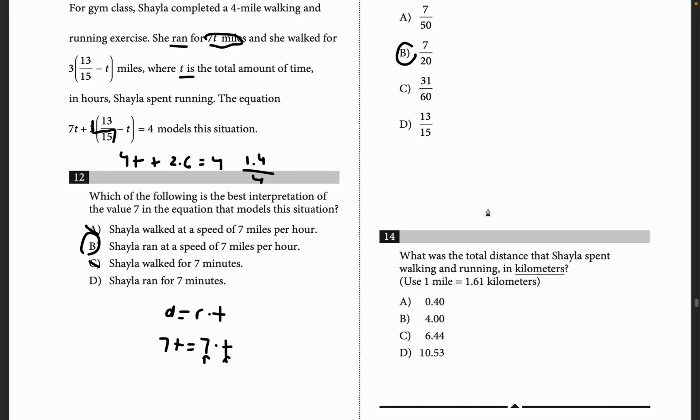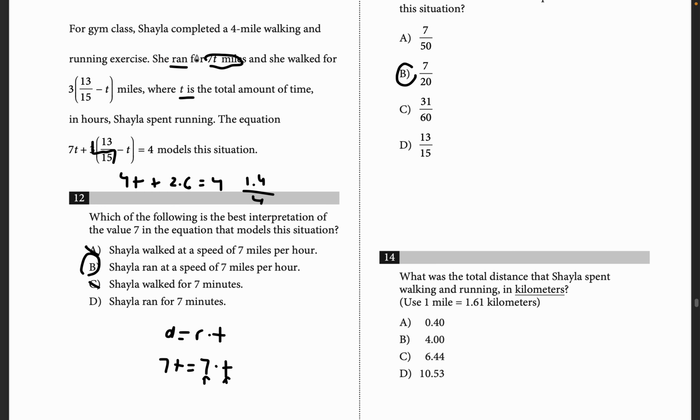What was the total distance she spent walking and running? So the total distance she spent walking and running was 4 miles. She completed the 4-mile walking and running. But this is in miles. Okay, what I like to do is conversion, dimensional analysis. So 4 miles times 1 mile over 1.61 kilometers.